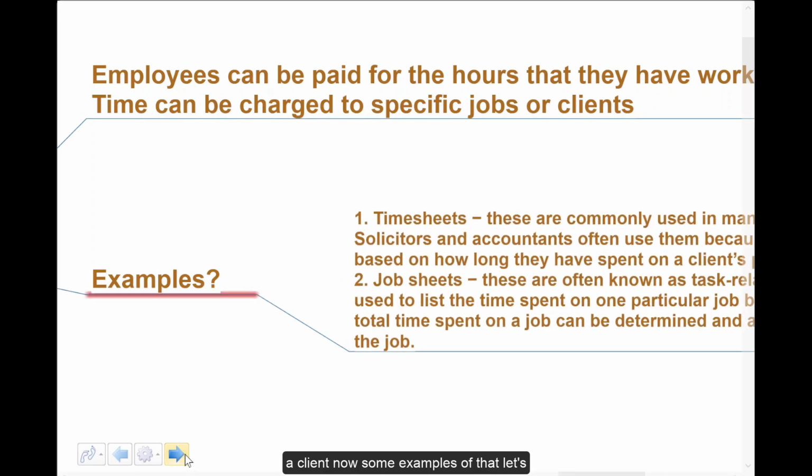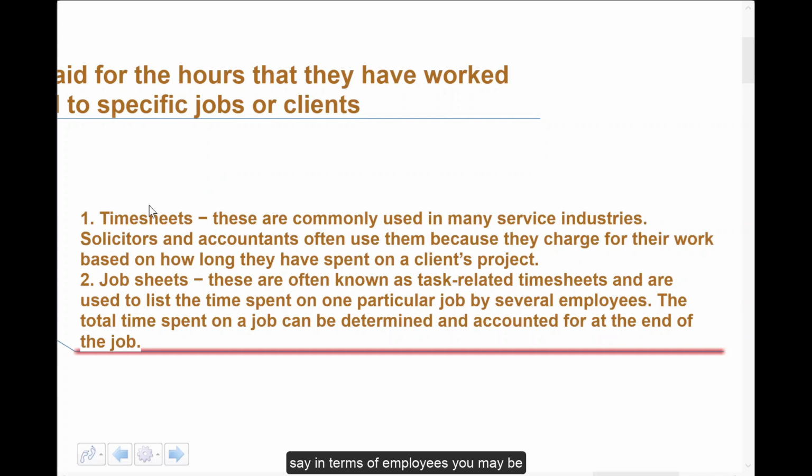Some examples of that, in terms of employees: you may be familiar with timesheets, commonly used, for example, by solicitors and accountants, recording the number of hours, in fact more likely minutes, and allocating that to the particular client. Outside of that, possibly job sheets, often known as task-related timesheets, used to list time on a particular job, let's say by several employees. So really what we're looking to do is account for the total time across the board in relation to the particular job.